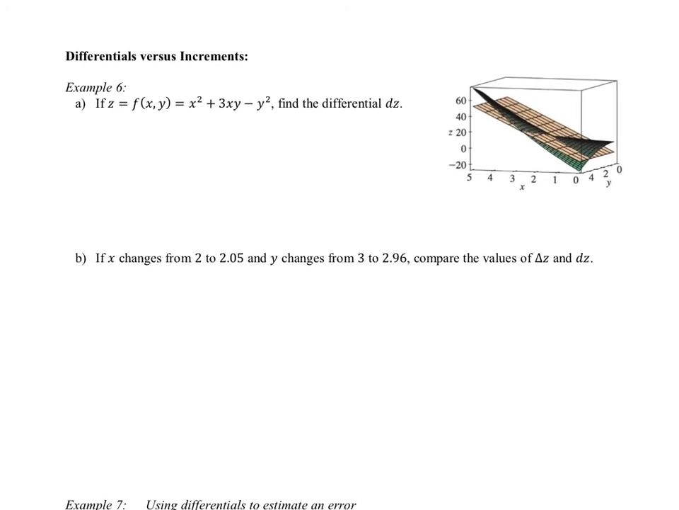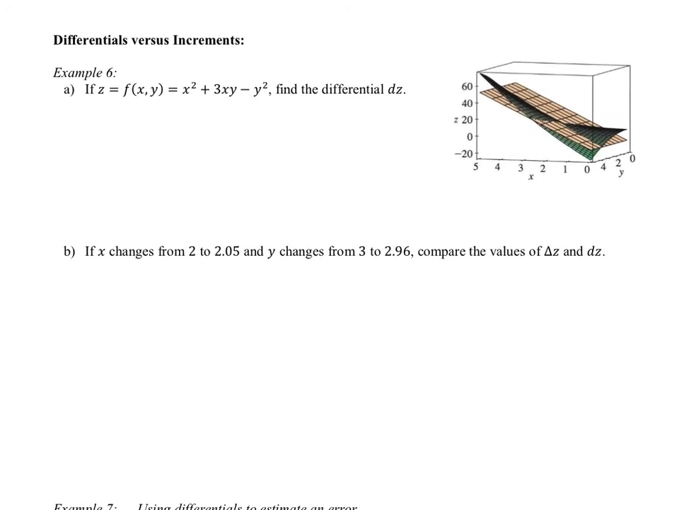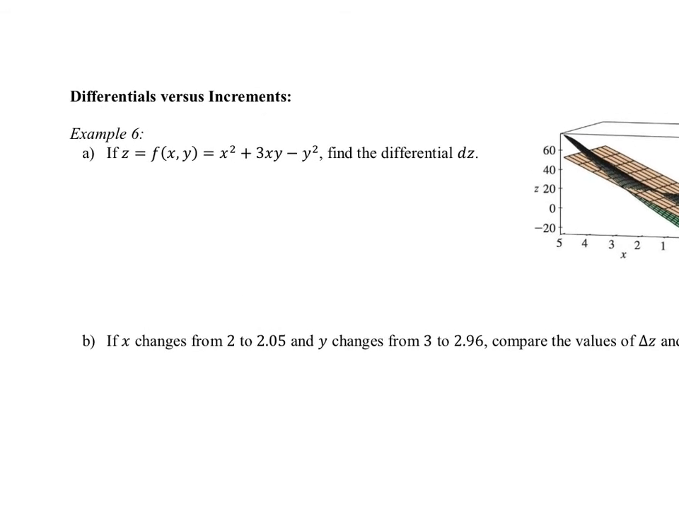Okay, example 6, we're going to talk about the differential versus the increment. The bottom line is the differential is the estimate, it's the dz. The increment is going to be the delta z. So I'll spoil that right away. So this is dz, this is delta z. That's the whole terminology thing.